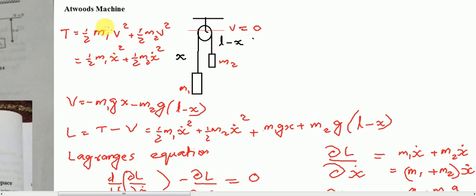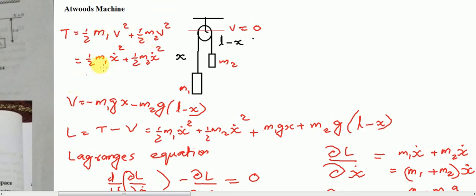To solve the system using Lagrange's equation, there are 4 steps. First, identification of the generalized coordinate. Second, setting up the kinetic energy and potential energy. The third, forming the Lagrangian, L equal to T minus V. And the last step is to solve the Lagrange equation.